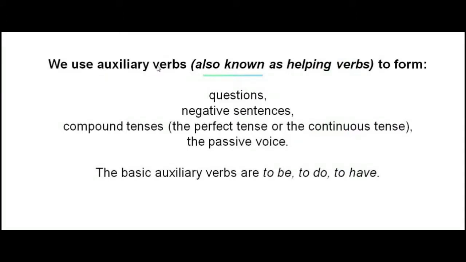Now we use auxiliary verbs, which are also known as helping verbs, to form questions, negative sentences, compound sentences, the perfect tense or the continuous tense, and the passive voice. Note that the basic auxiliary verbs are to be, to do, and to have.